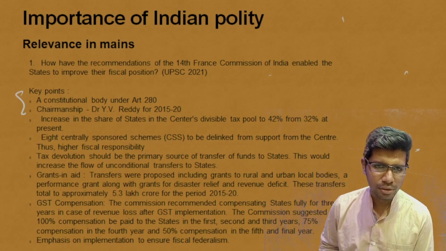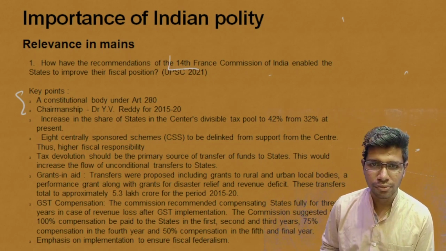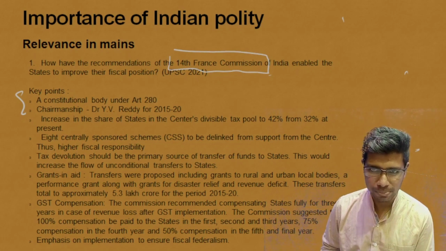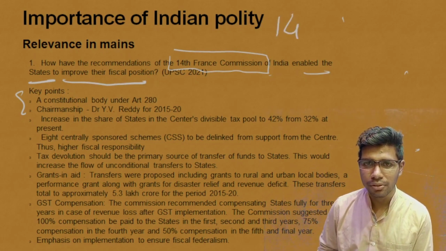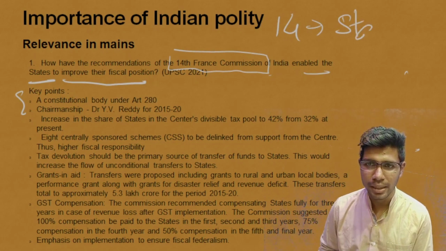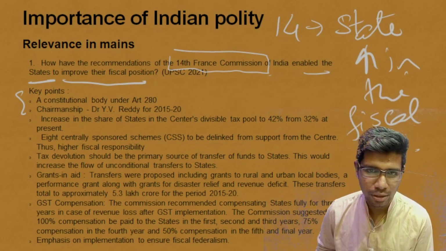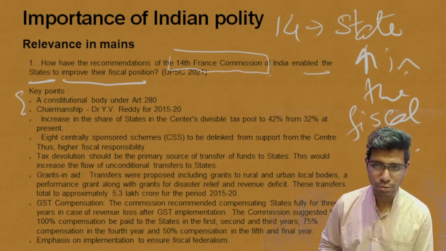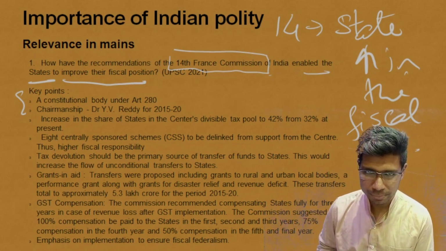Basically, you start off the answer with such small, basic facts, and in the body section you have to analyze. Let us understand the question first. It is asking how the recommendations of the 14th Finance Commission enabled the states to improve their fiscal position. It is asking how this Finance Commission has made the fiscal position of states better. Now all of you know from your basic understanding that fiscal position is related to government budgeting. It is related to how you handle your overall budget for the entire financial year.